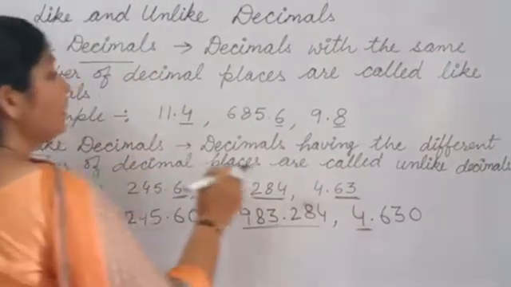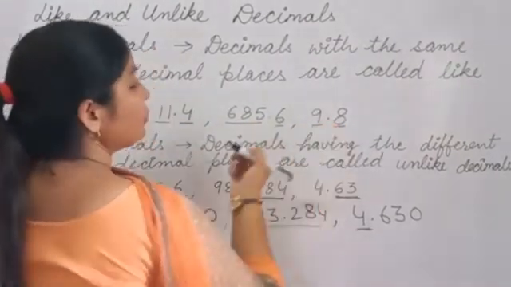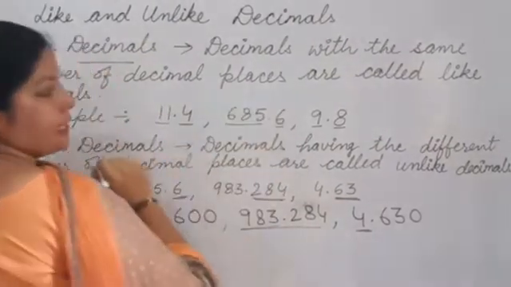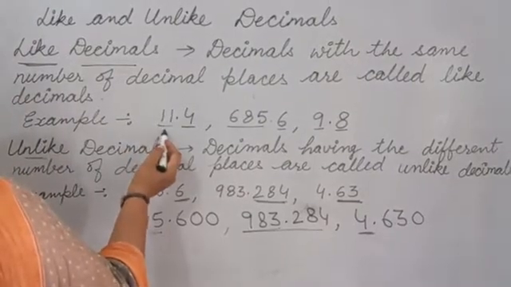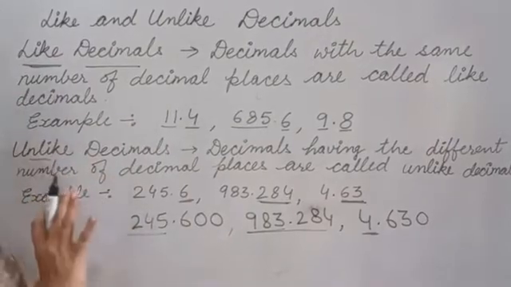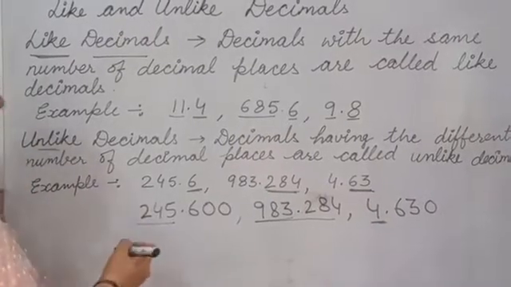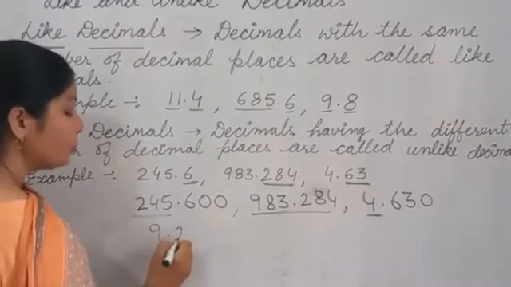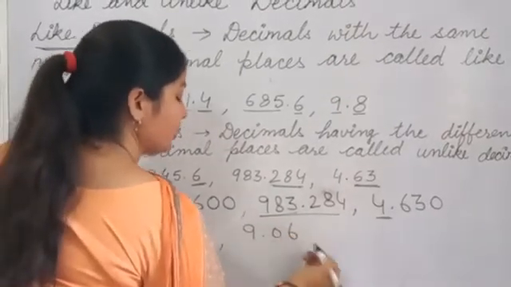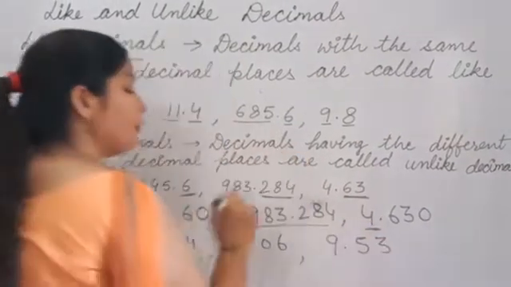Here we will see there is 11, there is 685, there is 9. So which is the largest? 685. This is the largest. Then second largest 11, then 9. But suppose they all are the same, whole numbers are the same. So how will we compare? Suppose you have 9.24, 9.06, 9.53. So how will we compare?